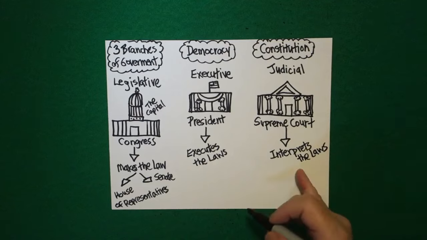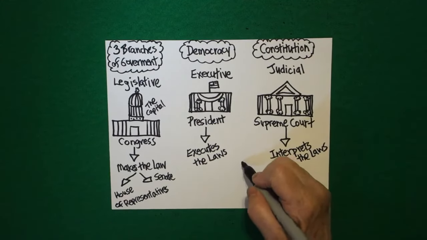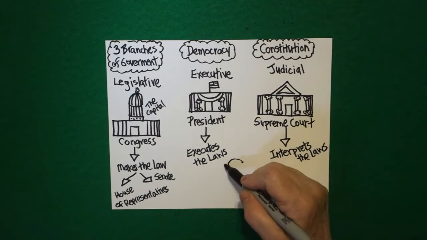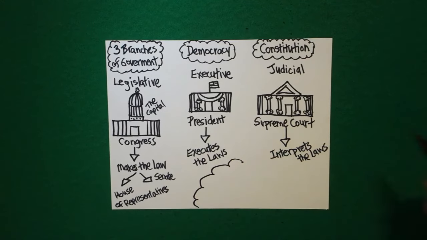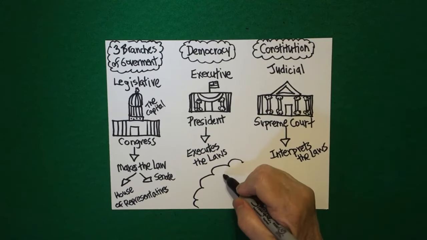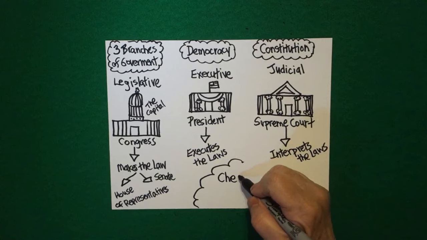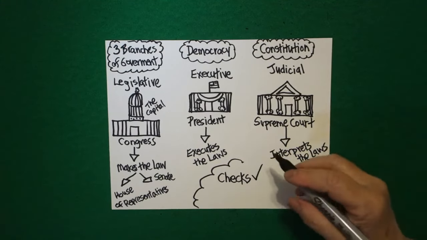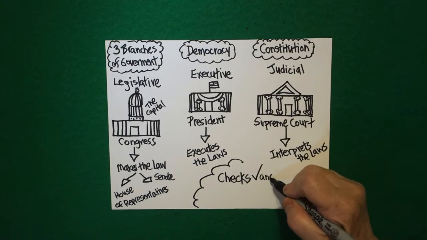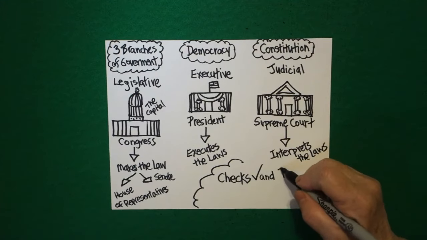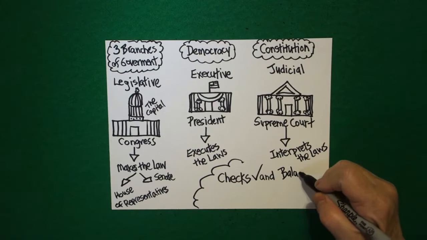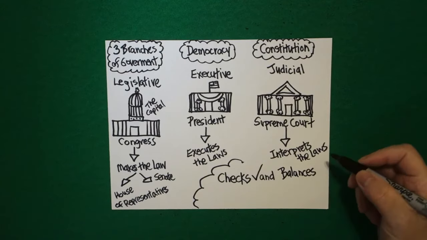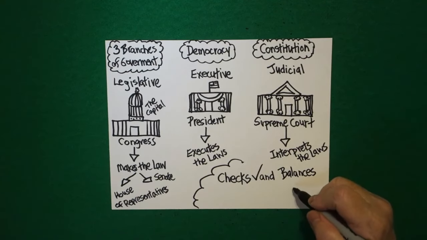All right. Right here in this space, put a dot, and we're going to draw a curve line off the page. And inside, we're going to write checks and put a check mark and balances. And this is a very important concept. We've got this going on right now.